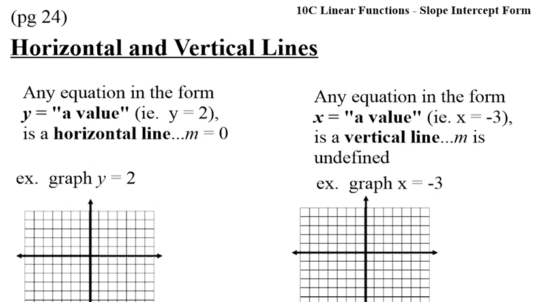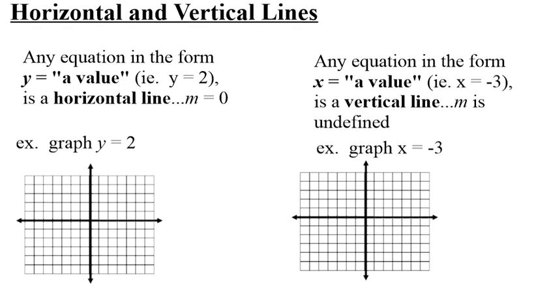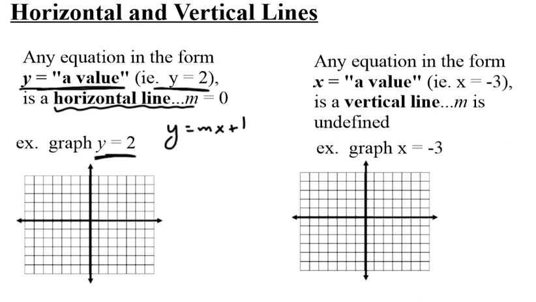Page 24. Well, when we go to page 24, what's important here is the idea of horizontal and vertical lines, which is at the bottom of page 24. Anytime, and we've talked about it a little bit, any equation in the form y equals a value, so y equals 2, it's a horizontal line. Because like we just said, y equals mx plus b, well, all we have here is the 2, which means our slope is 0, which is a horizontal line.